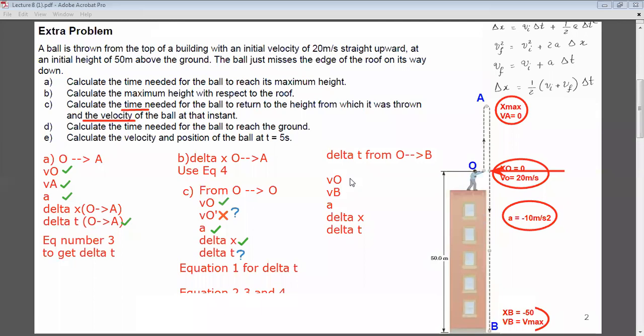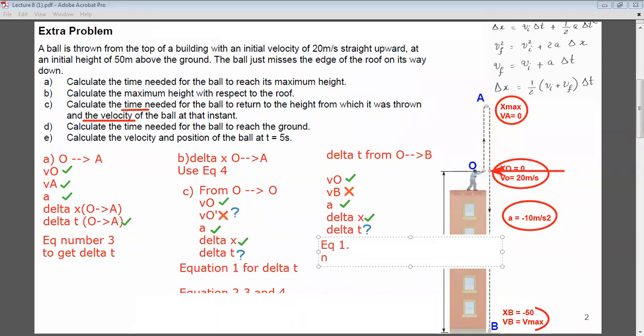I have V0, it's given. I don't have VB. I have the acceleration. I have delta X, it's -50. And I want to calculate delta T. So which equation can I use here to get delta T? Again, I have to use the first equation because it has delta X, the initial velocity, and acceleration, and my unknown is delta T. So here I have to use equation 1.